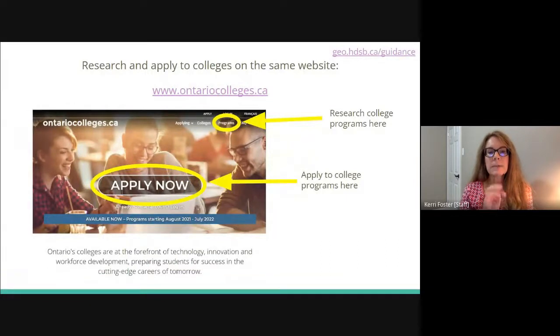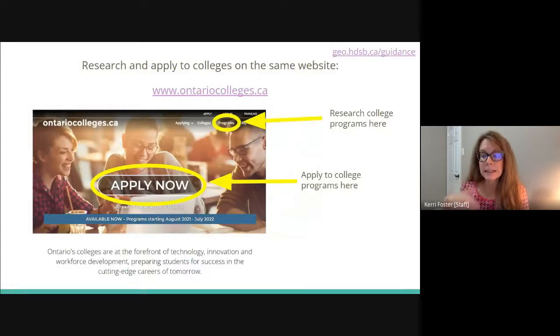So this website right here that we have the screenshot for is the main website that students will be using to do some research into college programs as well as completing their actual college application. So right at the top where there's the yellow circle around the programs tab, students there can hit that button and then type in a search for a program that they're interested in.